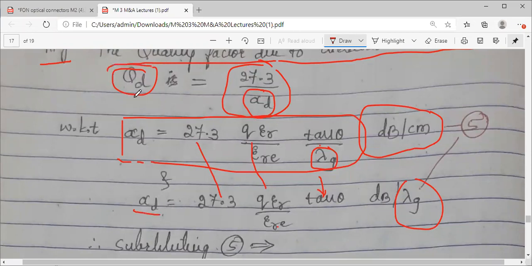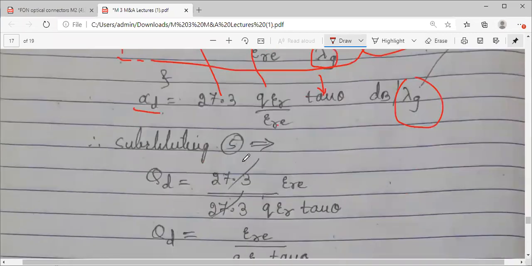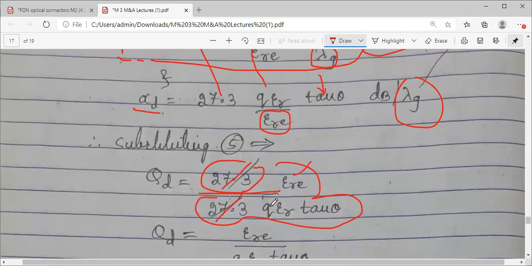What I will do is take the quality factor equation QD and substitute it. QD is 27.3 divided by alpha d. So I have substituted the alpha d equation. This epsilon re, the effective dielectric constant, will come to the numerator. Now this constant term will go. You will be left with epsilon re divided by q epsilon r tan theta.